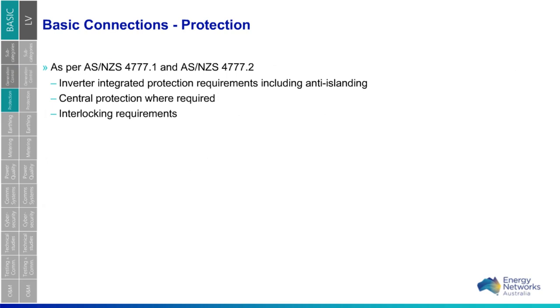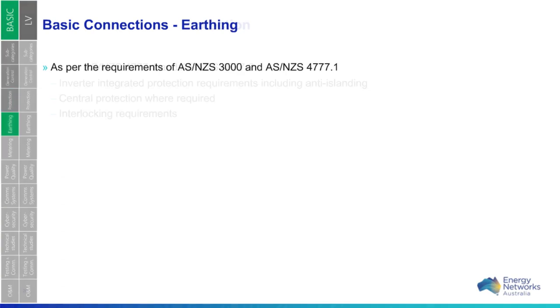For protection settings, we know that 4777 covers off systems up to 200 kilowatts. In this basic guideline, it's covering from 0 to 30 kilowatts. So we're relying on protection requirements that come through 4777, particularly for anti-islanding protection, as well as passive and active, and then central protection where it's required, and also interlocking requirements for multiple single phase inverters connected to the grid.